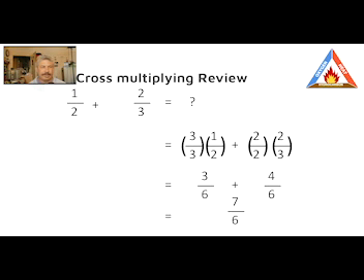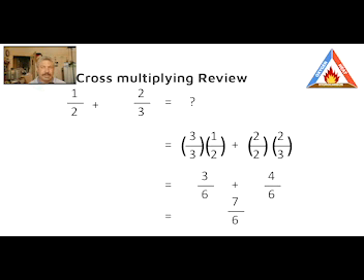Now, a quick review of my cross multiplying. Do you remember this problem from your math classes? 1/2 plus 2/3. What's the answer? I can't just add these together because you notice the denominators are different. The denominator for 1/2 is 2, and the denominator for 2/3 is 3. So what do I do? I'm going to cross multiply.